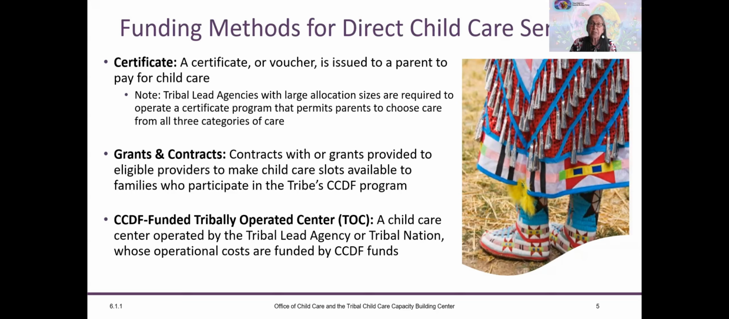The second one is grants or contracts. Tribal lead agencies may provide services through grants and contracts with eligible providers to directly serve CCDF eligible families. This means the agency pays a provider for a childcare slot, and the slot is held until it is filled by a child enrolled in the CCDF program. Grants and contracts can be used to build a supply of available childcare slots, and they provide stable funding to providers. Grants and contracts for childcare slots normally include a written contract or agreement between the tribe and the eligible provider. It outlines a scope of services and responsibilities.